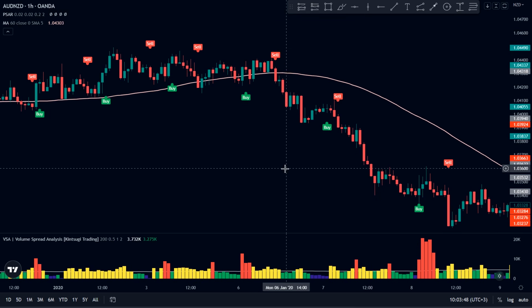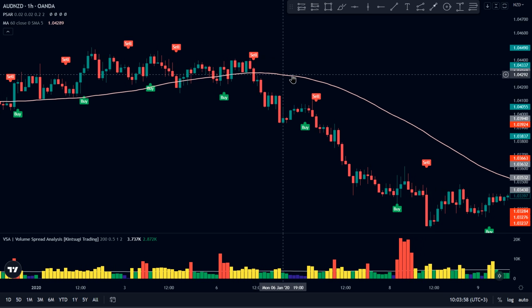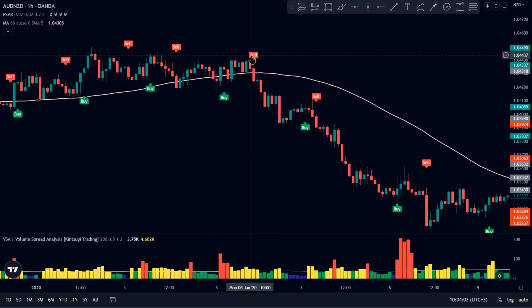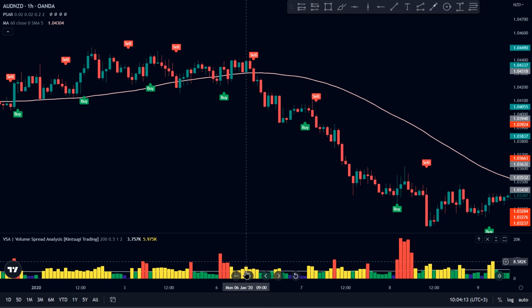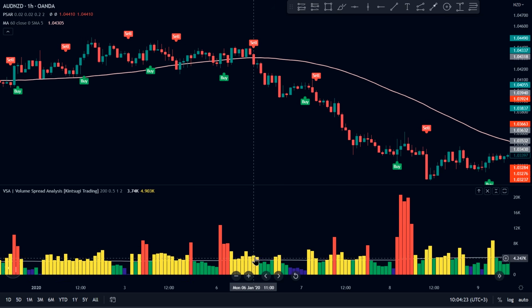For short trades, we're going to reverse the first two conditions. So the price must be trading below the moving average. The parabolic SAR indicator should print a sell signal. And then the volume spread histogram should be colored yellow or red, and it should also be above the white moving average.